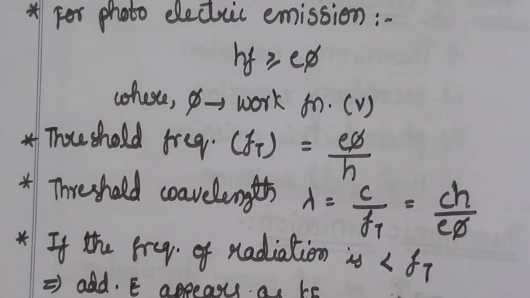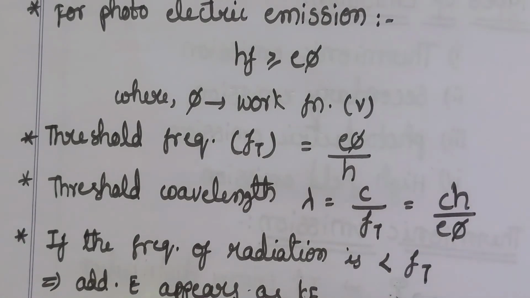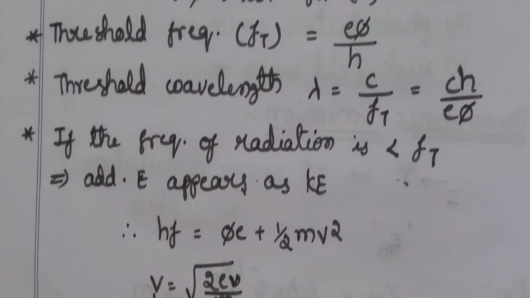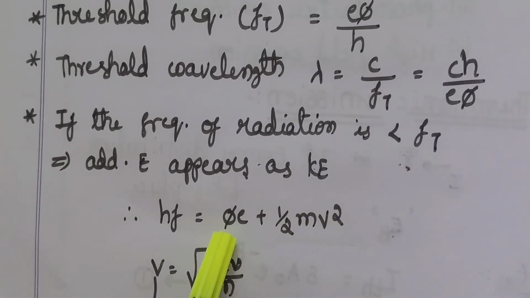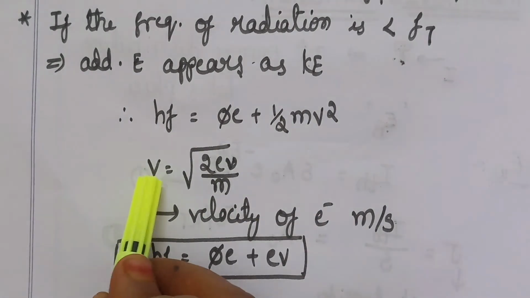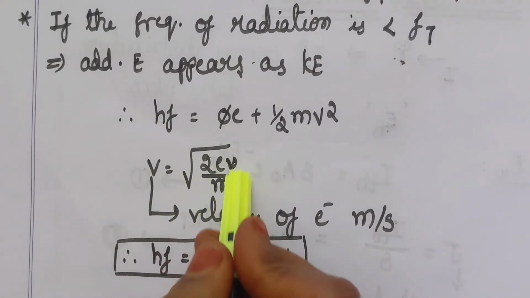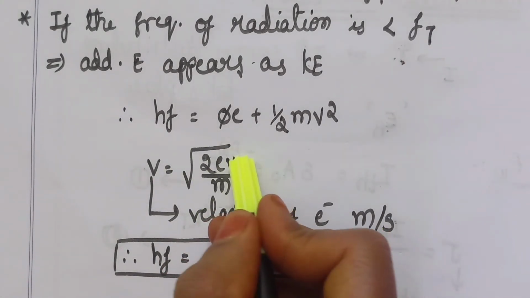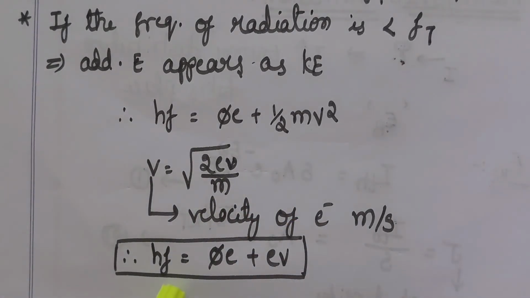If the frequency of radiation is greater than the threshold frequency Ft, then the additional energy appears as the kinetic energy of the emitted electron. Therefore, hf is equal to φe plus half mv squared. This is the kinetic energy and this is the work function, where v is the velocity of the electron in meters per second. We know that v is equal to the square root of 2eV by m. Here, V is the applied electric field and v is the velocity of the electron. Therefore, hf is equal to φe plus eV. This is the equation regarding photoelectric emission.